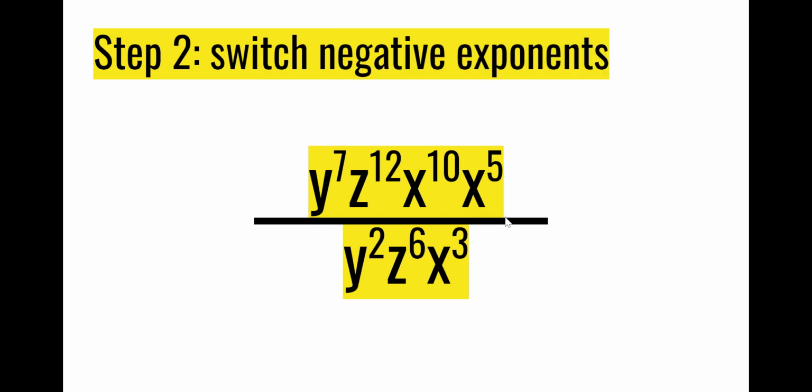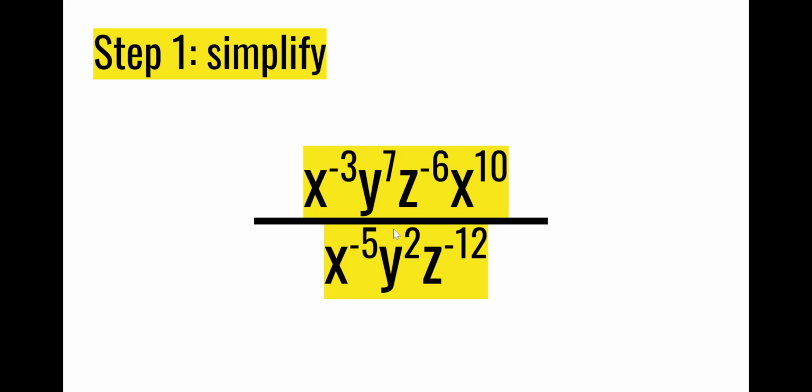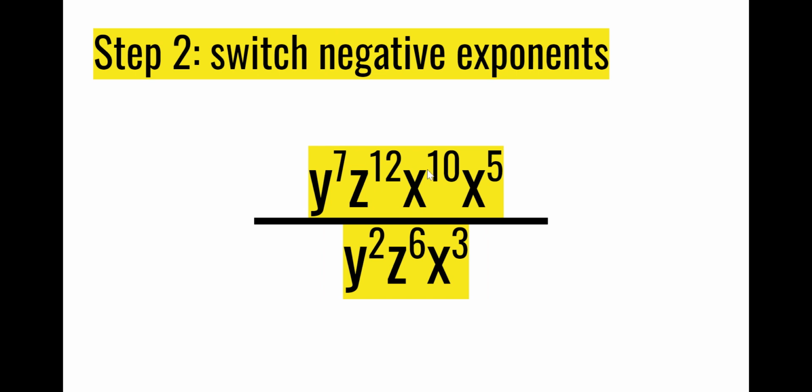After you simplify, the next step is to switch the negative exponents. So as you can see here, I had the z to the negative 6 and the x to the negative 3 on top, and the x to the negative 5 and the z to the negative 12 on the bottom. So anytime you have a negative exponent on a variable, you need to either take it from the bottom to the top or the top to the bottom, as I did right here.